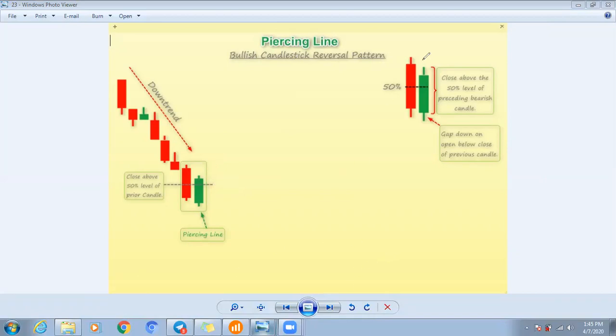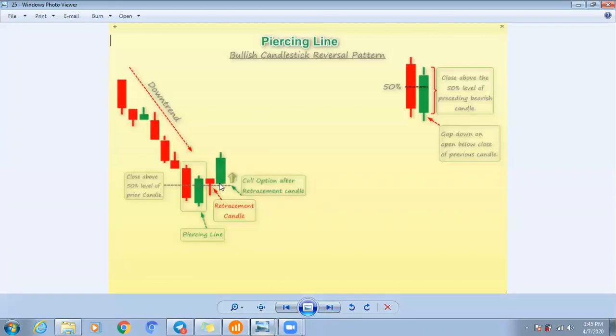Okay, now on the next slide you find this retracement candlestick which comes down, but at the end it closes above this level. It means this pattern is now completed. Now we can trade for the call option. On this candlestick, you can place a call option here. This candlestick must go up. But if this candlestick closes at the opening price of this candlestick, then you wait for the next trade.